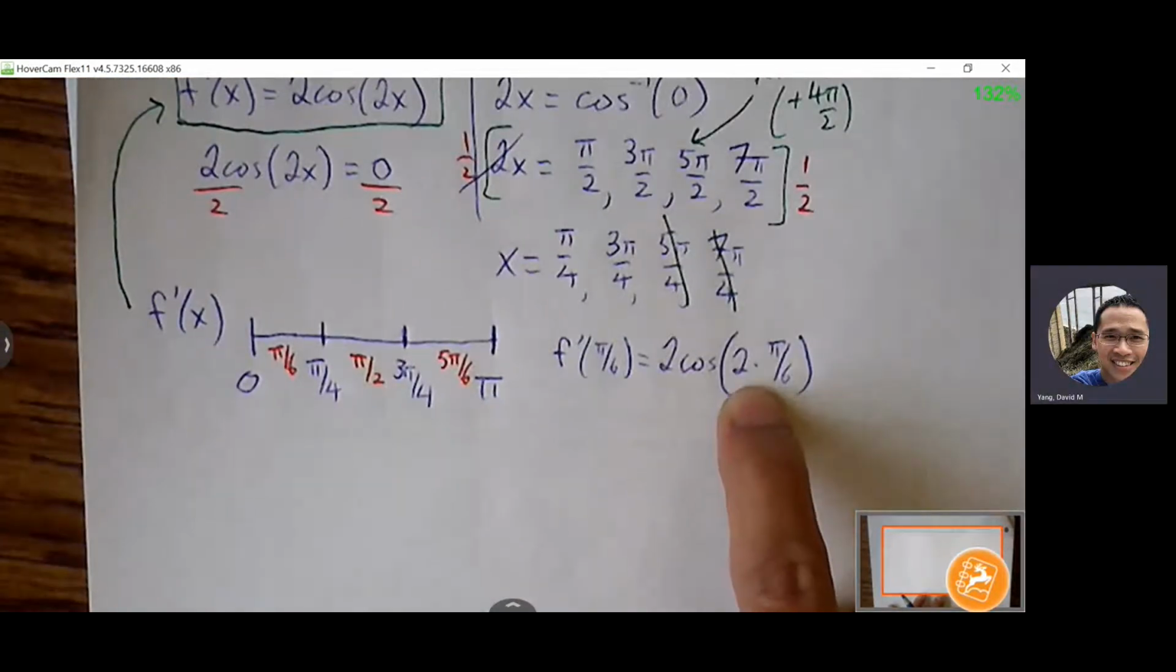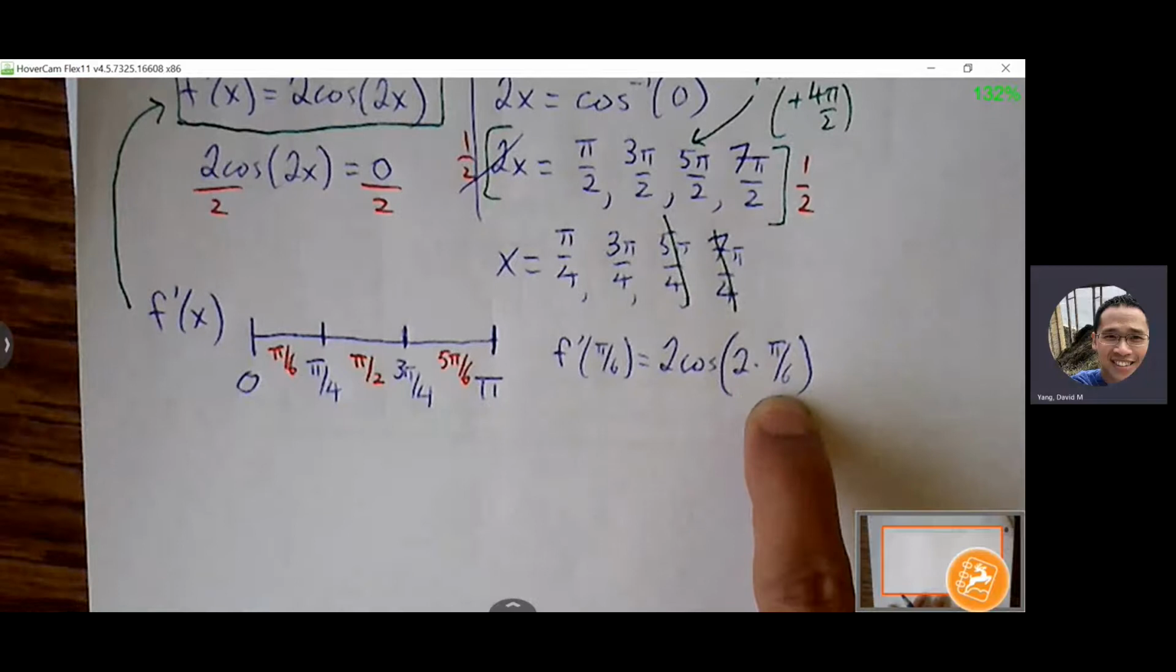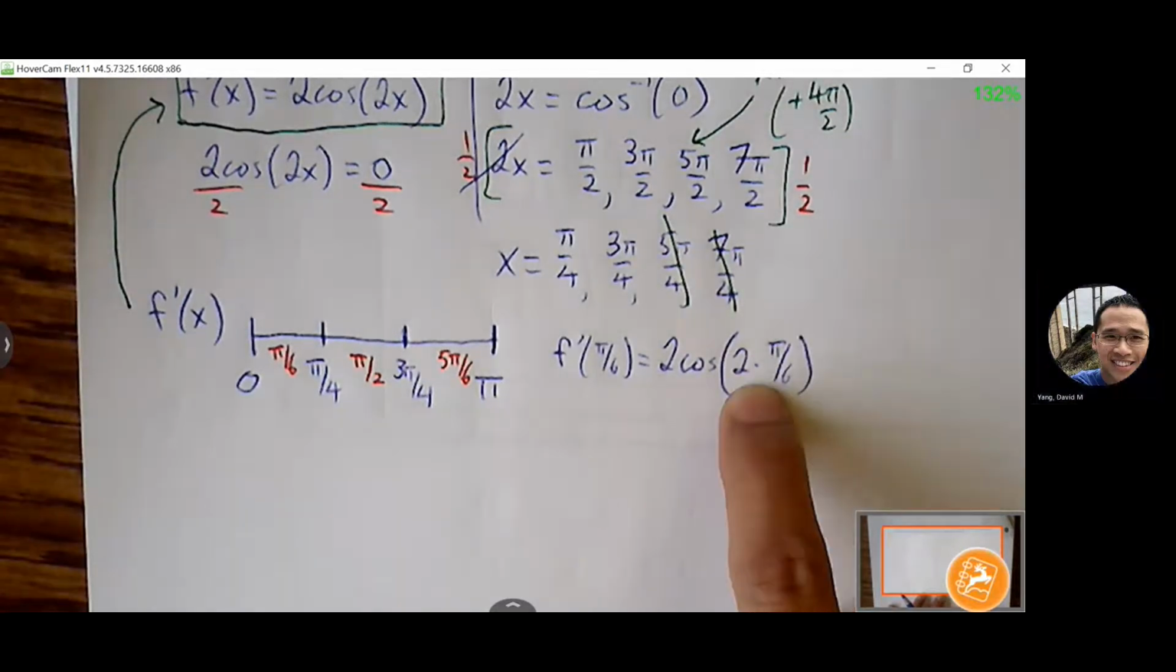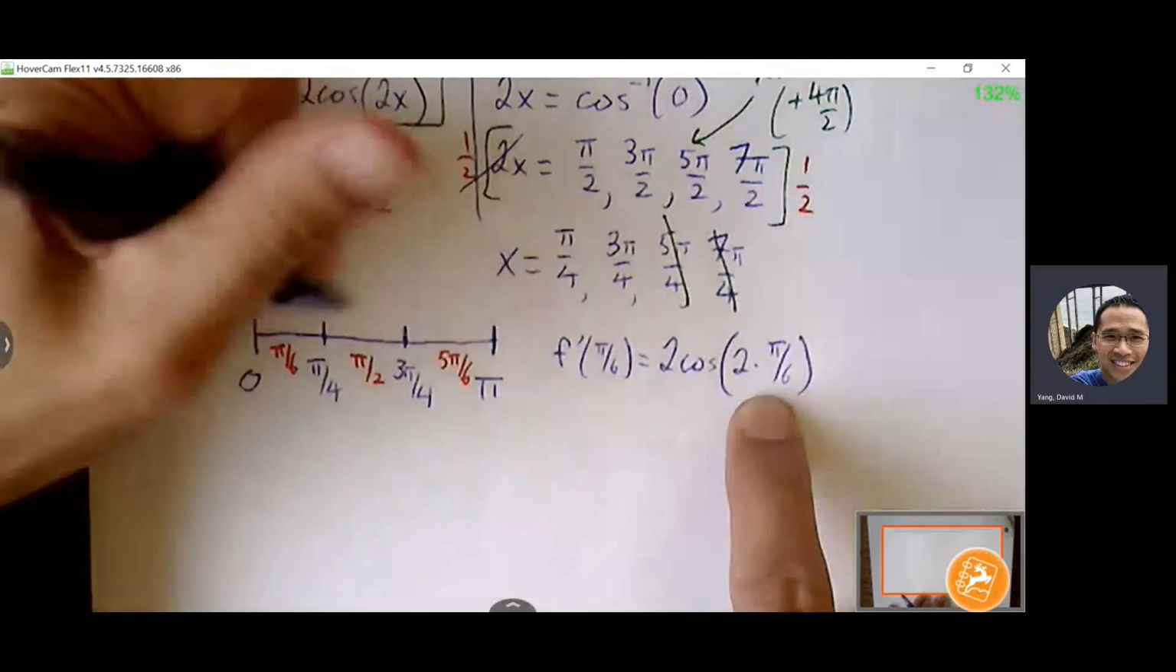So 2 times pi over 6, I can reduce the 2 and 6 to be 1/3, or pi over 3. What's cosine of pi over 3? First quadrant, right? So cosine will be what? Positive, right? So that's all we need to know.